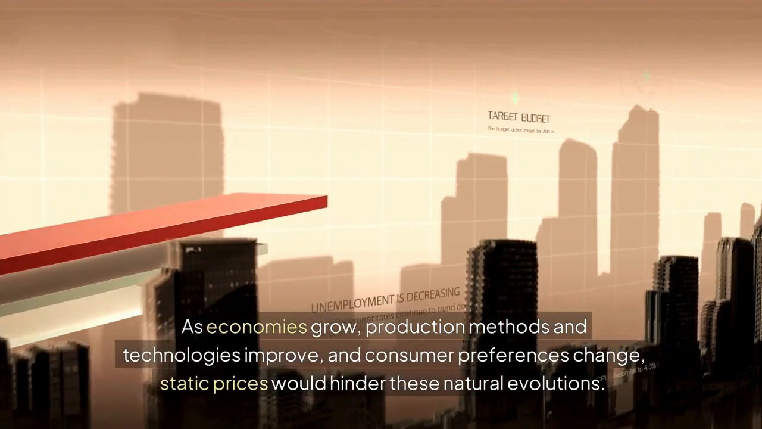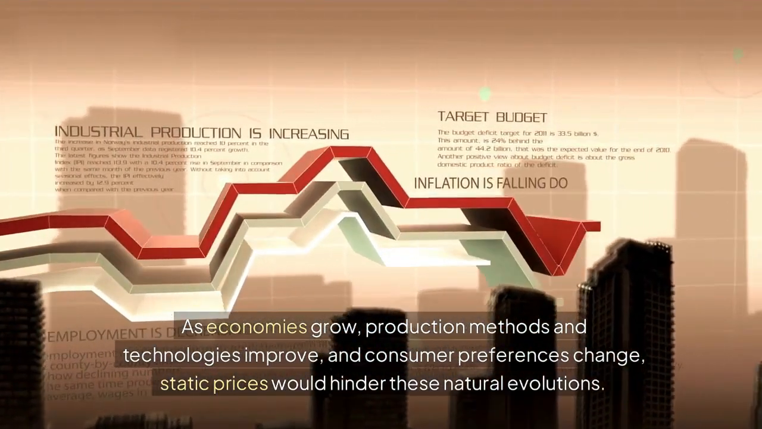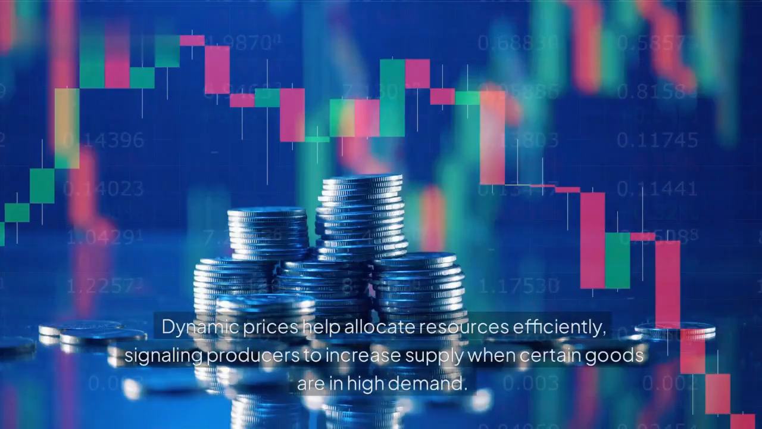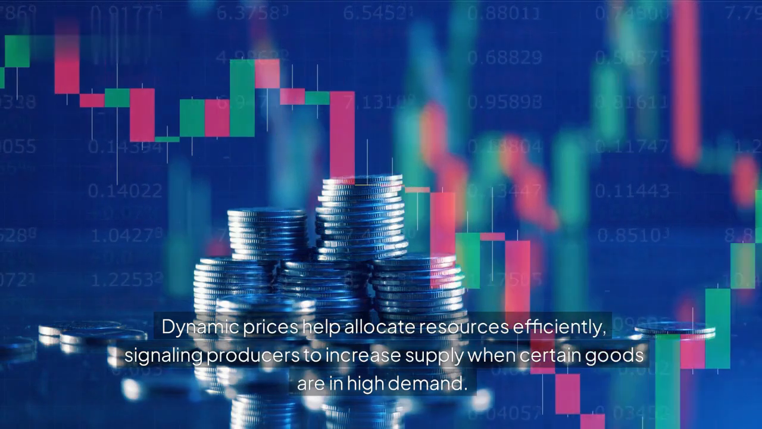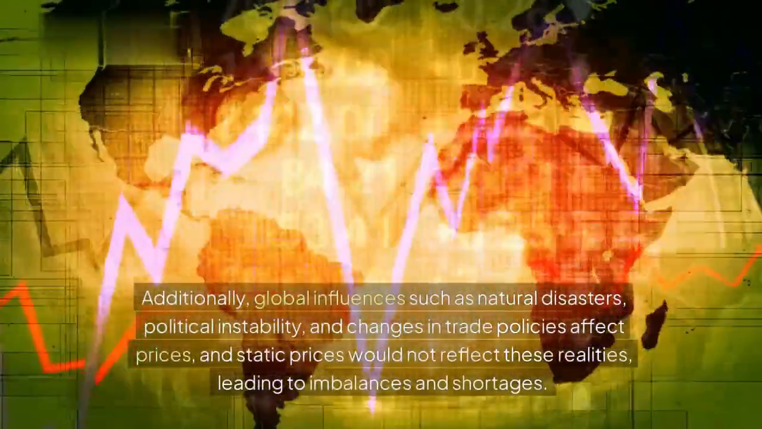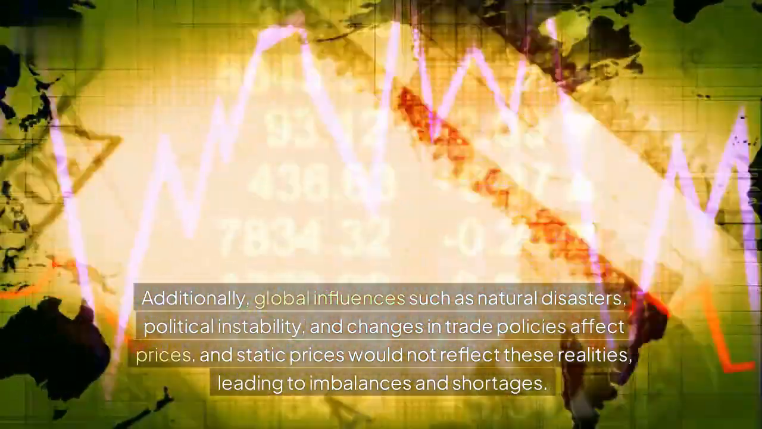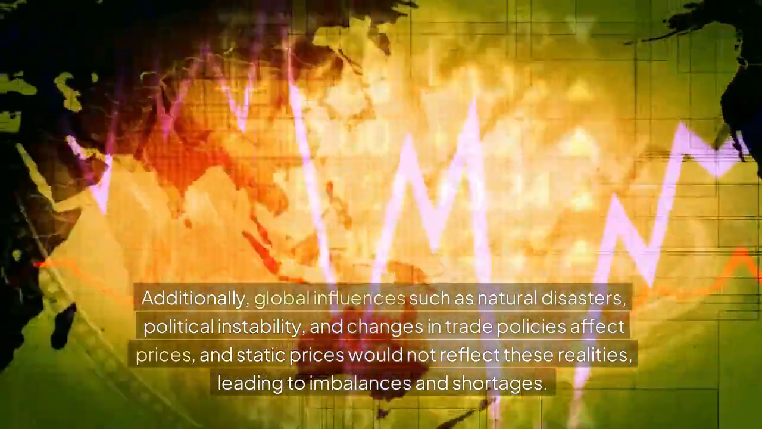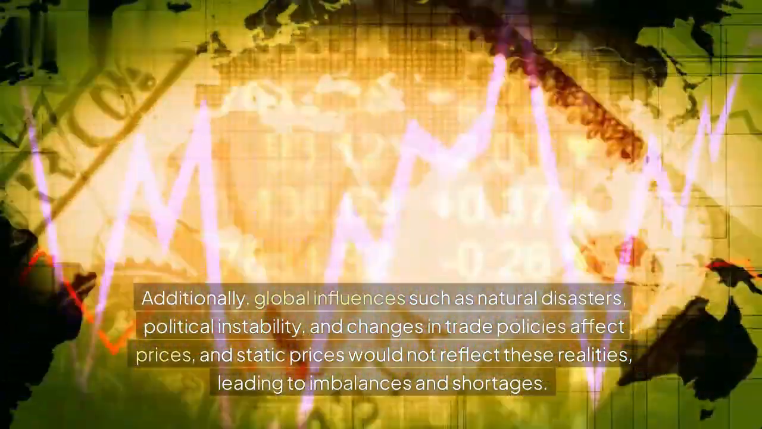Economic growth and innovation make static prices impractical. As economies grow, production methods and technologies improve, and consumer preferences change, static prices would hinder these natural evolutions. Dynamic prices help allocate resources efficiently, signaling producers to increase supply when certain goods are in high demand. Additionally, global influences such as natural disasters, political instability, and changes in trade policies affect prices, and static prices would not reflect these realities, leading to imbalances and shortages.